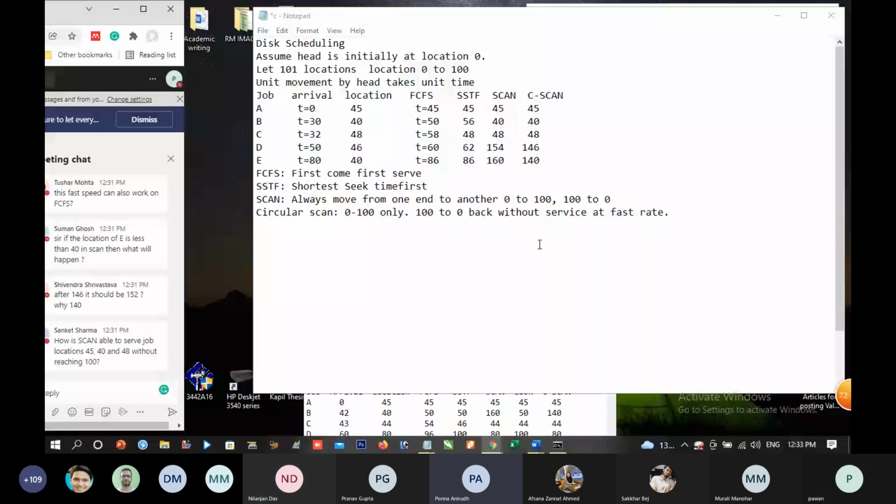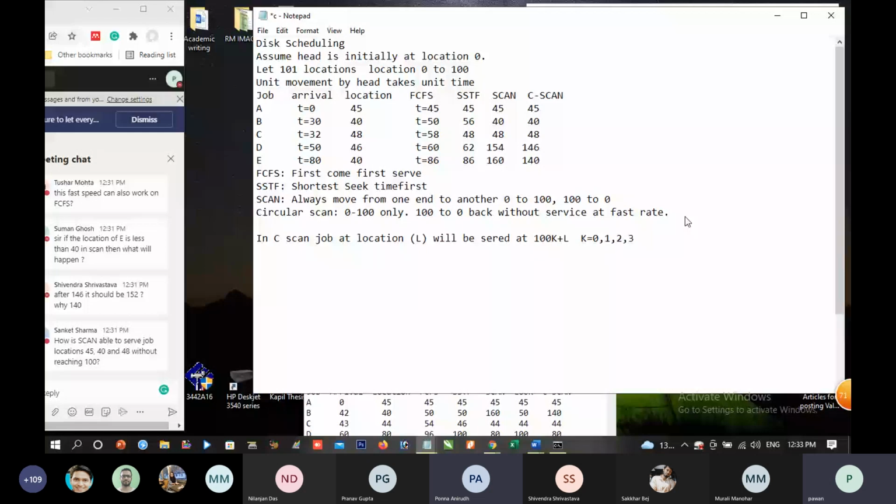Okay. Hello, sir. So can you explain the 140 part of the C scan, the job E? You see circular scan. Yes. Let me explain to you. In circular scan, job at location L will be served at 100K plus L. K is equal to an integer 0, 1, 2, 3, 4. Do you understand it?